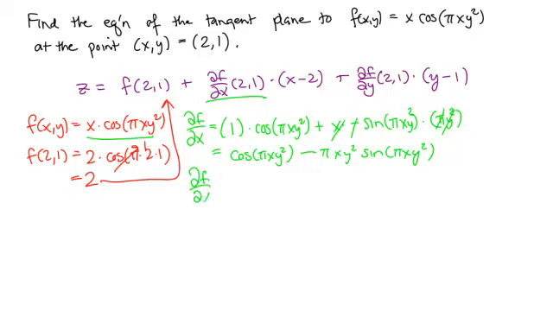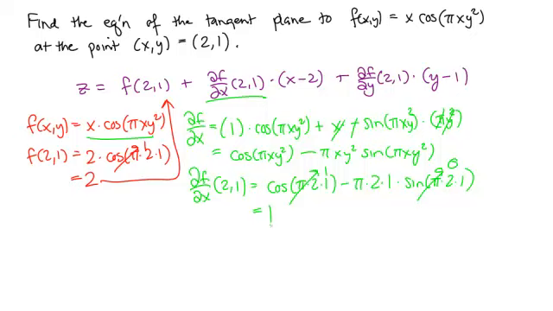So there's my derivative at every point. So if we take the derivative only at the point 2, 1, then this will become the cosine of pi times 2 times 1 squared minus pi times 2 times 1 squared times the sine of pi times 2 times 1 squared. The cosine of 2 pi we've seen was 1. The sine of 2 pi is 0. And so that's going to give us a grand total of 1 for this entry right here.